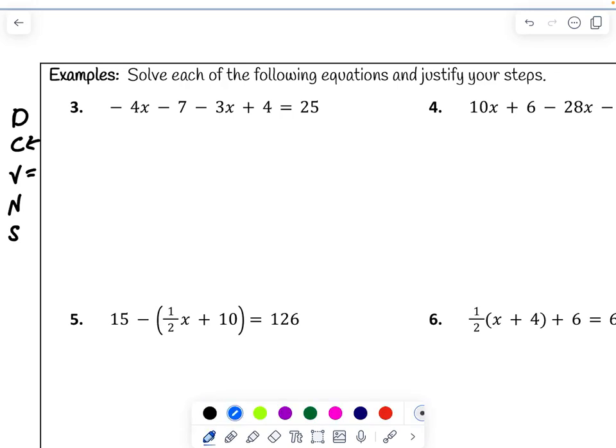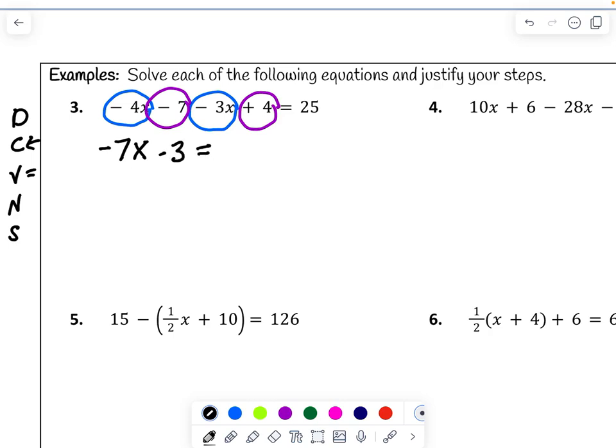Do I have any like terms to combine? And I do, right here and right here. But also here and here. All right, so let's get our like terms combined. So I have negative 7x minus 3 equals 25. Wonderful. No variable on both sides, but I do need to get to this addition and subtraction step.